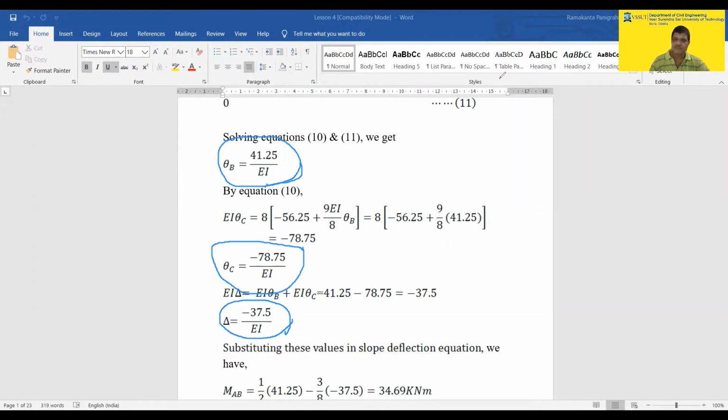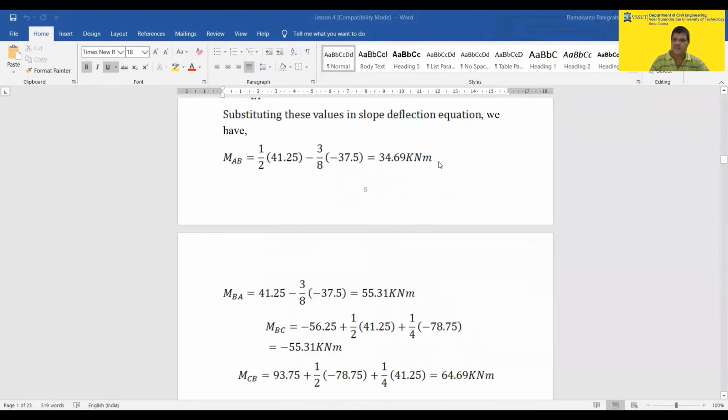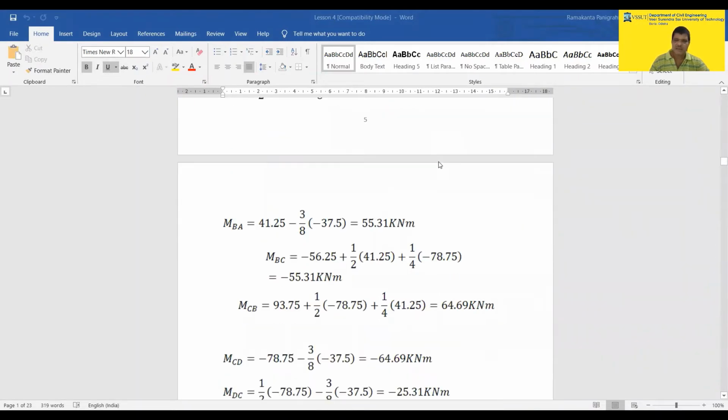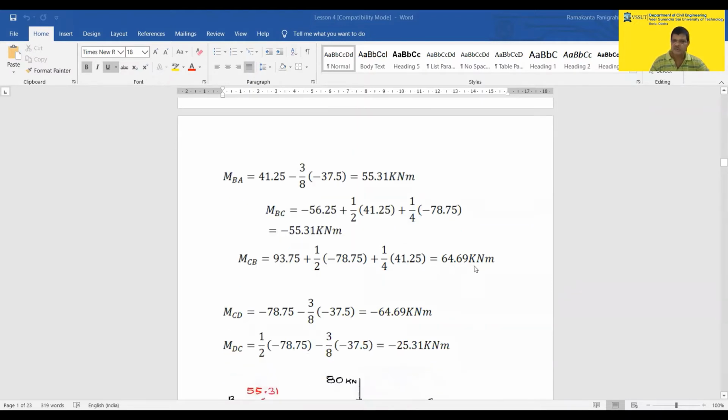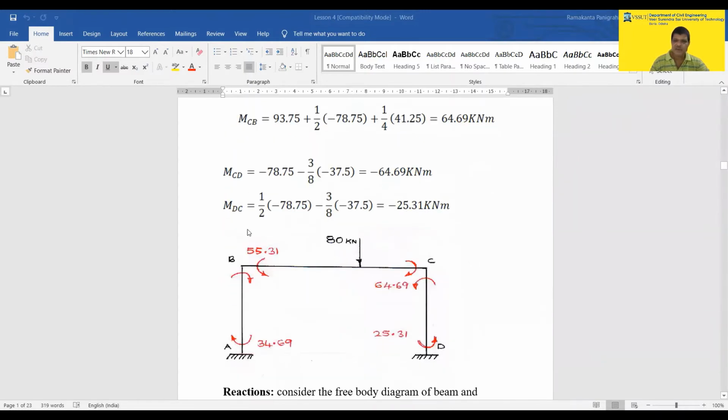Now you can see, by putting all these values, you will get MAB. MAB comes out to be 34.69 kilonewton meter. MBA comes out to be 55.31 kilonewton meter. MBC comes out to be minus 55 because this should be equal and opposite. MCB comes out to be 64.69 kilonewton meter. MCD comes out to be minus 64, and MDC comes out.